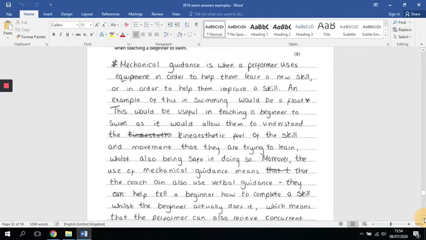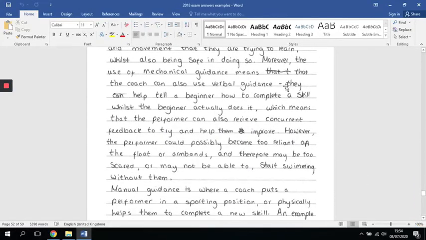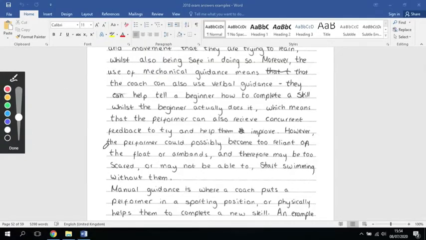If we just scroll down here, we are now going to look at this paragraph down here. In this paragraph, the candidate then makes further AO2 and AO3 statements in the next 2 paragraphs. These describe how mechanical guidance can help the beginner gain a kinesthetic feel for movement. So it's all about the movement patterns and the use of verbal feedback alongside mechanical guidance.